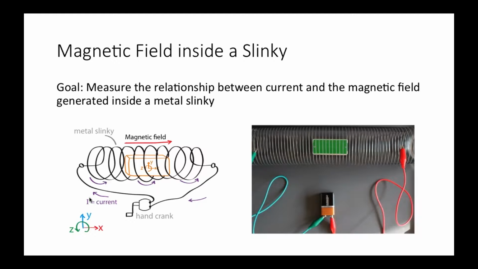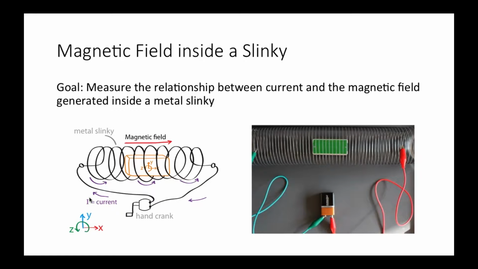Now I'm going to show you just a quick setup of a lab that you can find on our website that you can use in your classroom. And it's a really cool and interesting lab that you can set up just with your PocketLab, a 9-volt battery, a Slinky, and some wires. So what we're going to do in this lab is measure the relationship between current, electrical current, and the magnetic field generated inside a metal Slinky.